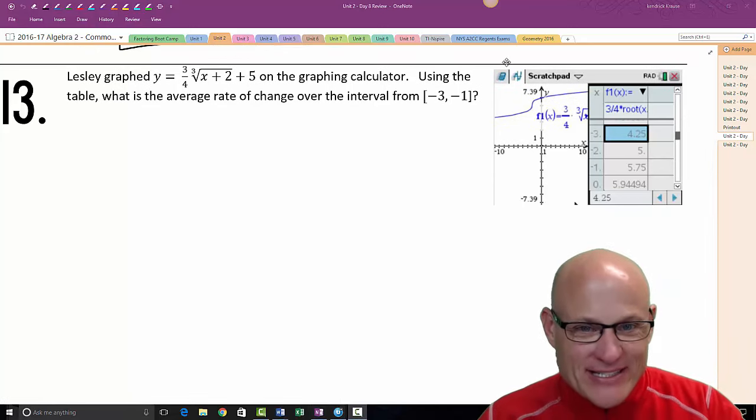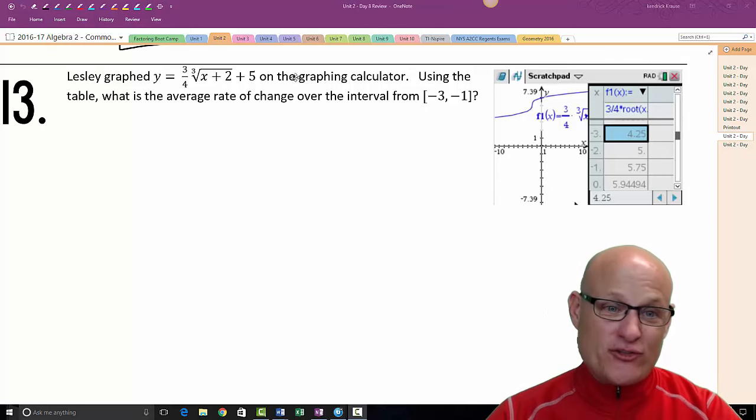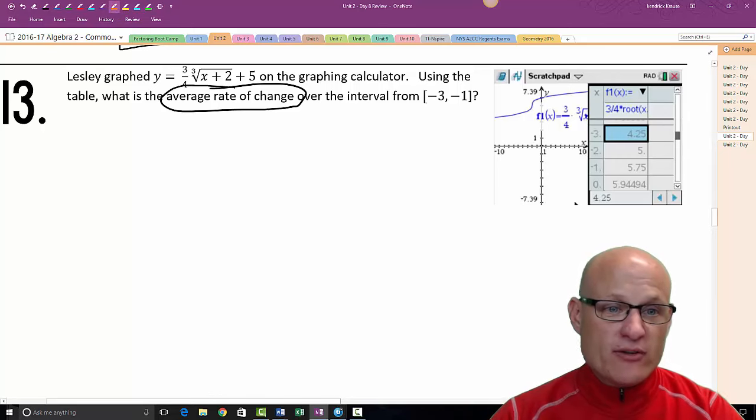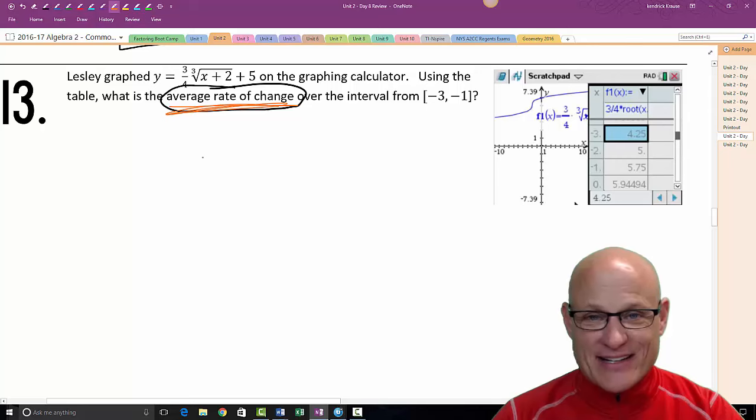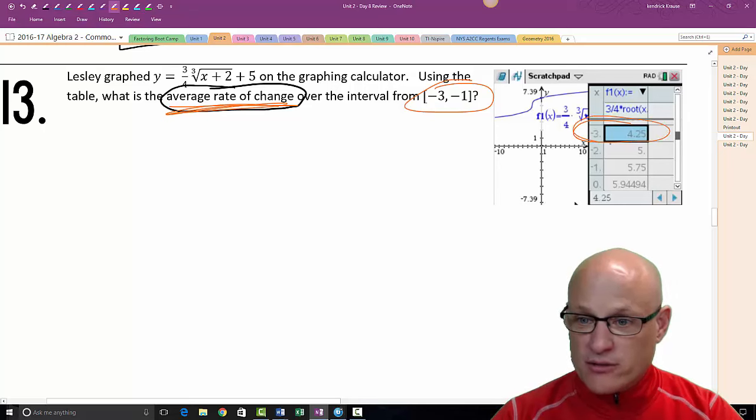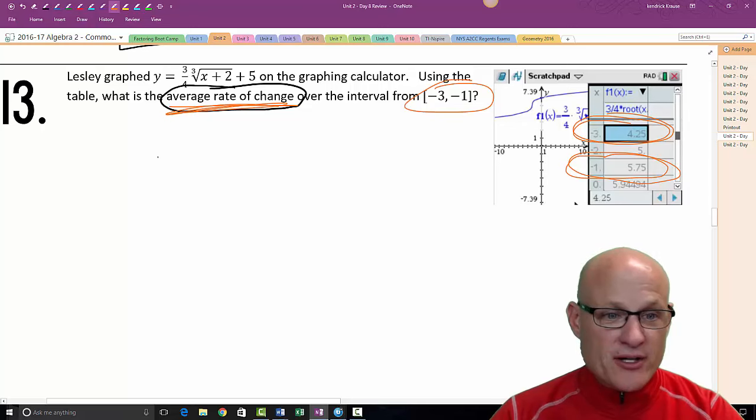Okay, so here's average rate of change again. Average rate of change is slope. We have a formula for that, and it's the subtracting of the y's over subtracting of the x's. So I've already got them. I want you to go from negative 3 to negative 1. There's negative 3. There's negative 1. So we're just going to use those values.